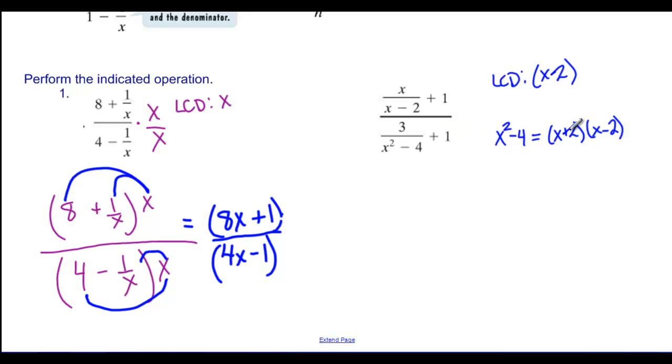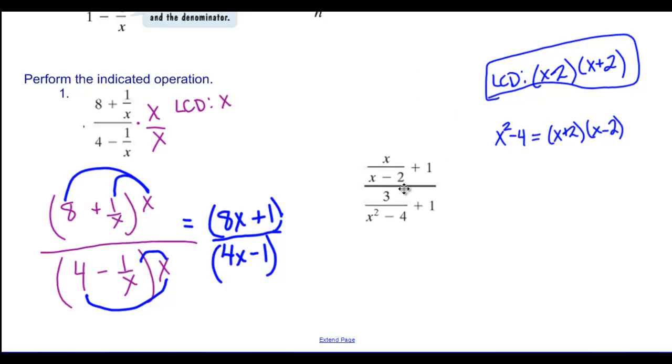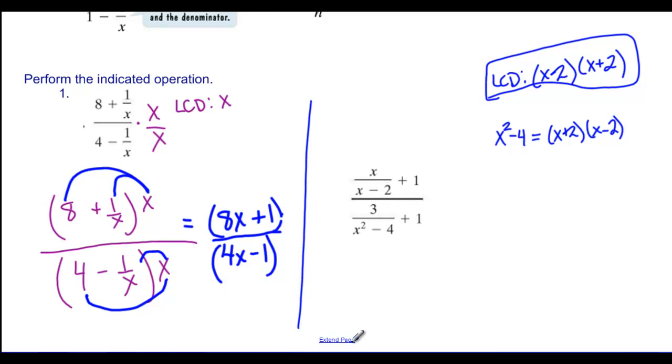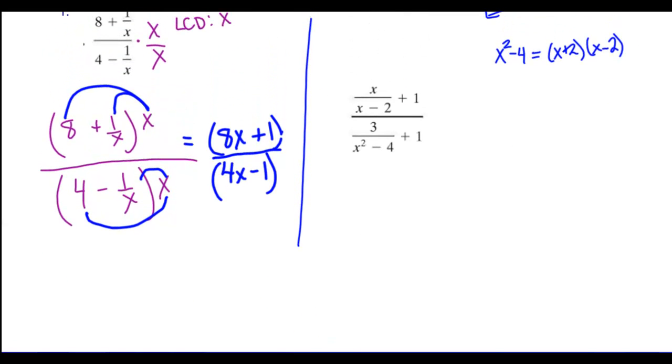Well, then if we have x plus 2, x minus 2, and then in this top, the denominator in the top is x minus 2, we only have to put that one time. So there's the x minus 2, but we're missing x plus 2. So this, the x minus 2, x plus 2, is going to be the least common denominator. So we're going to take our problem and we are going to multiply by the least common denominator. So we're multiplying by this x plus 2, x minus 2 on top and bottom.